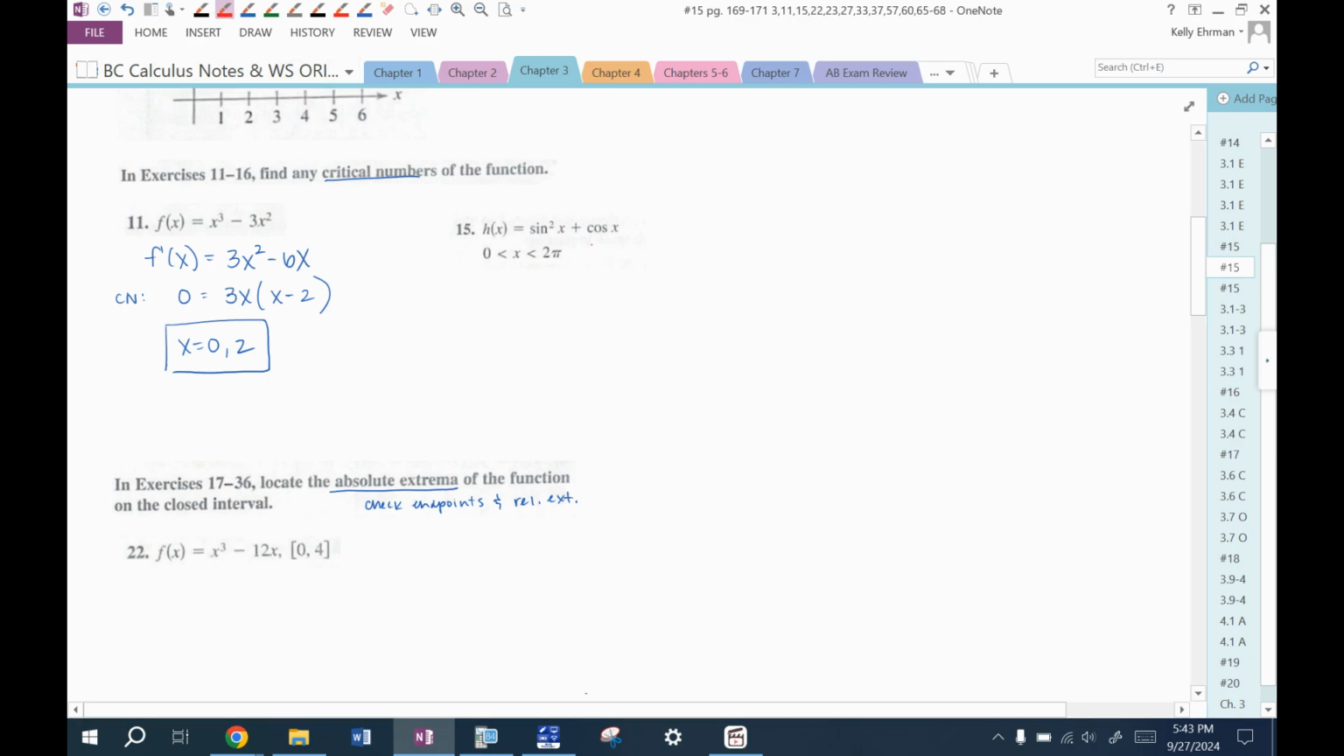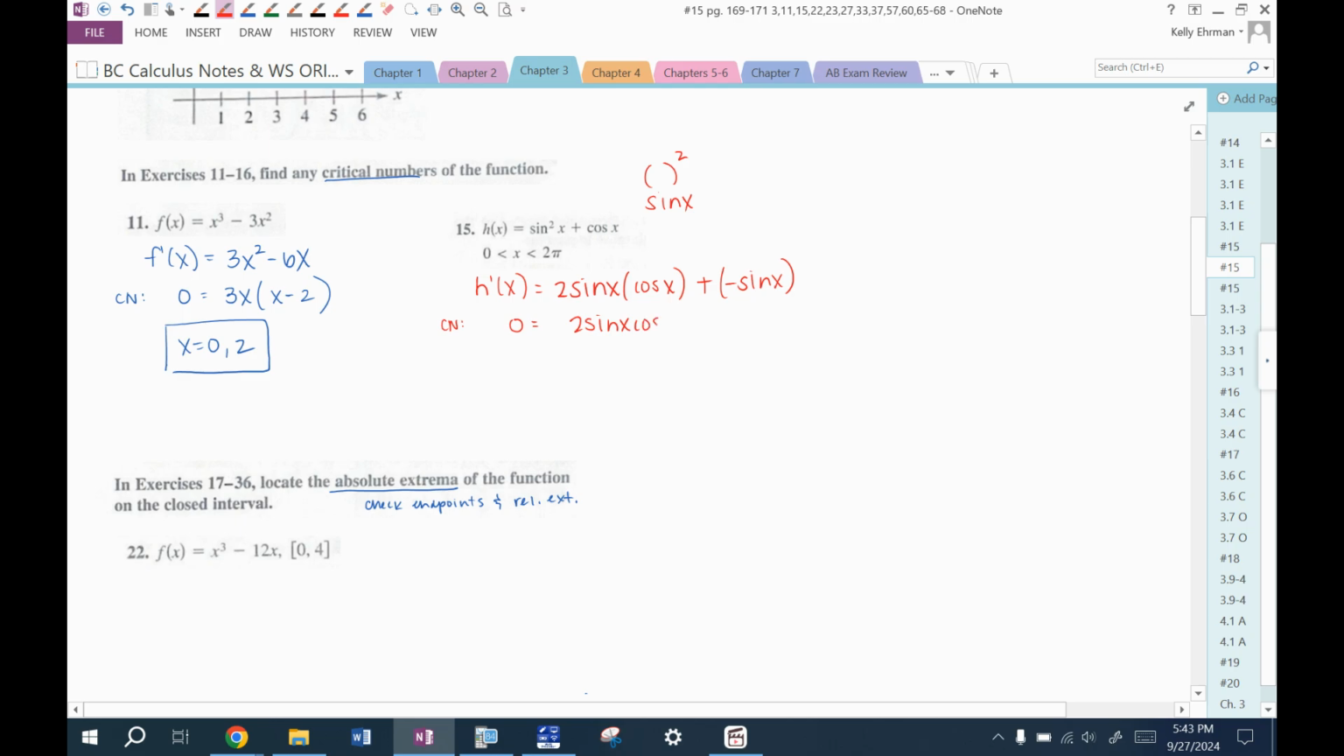Okay, number 15, same idea. So let's find h prime of x. And we're just within one unit circle. So the derivative of sine squared, remember that's something squared, and then it's a sine x function. So that's going to be 2 sine x times the derivative of sine, which is cosine x, technically times derivative of x, which is 1, plus the derivative of cosine, which is negative sine. Okay, so to find critical numbers, let's set this equal to 0 and clean it up a little bit.